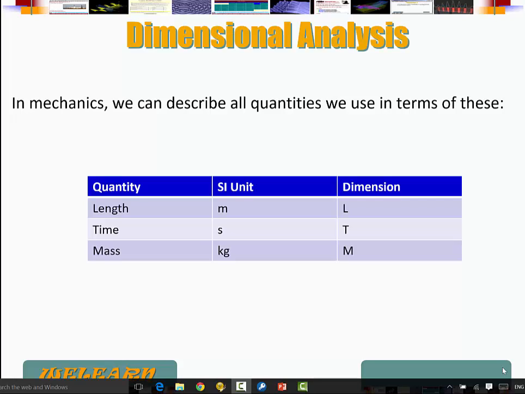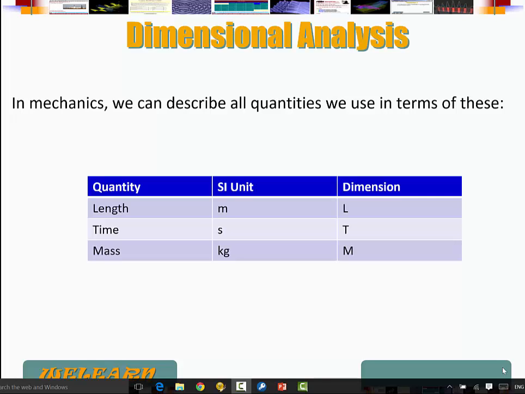One useful tool in science is what we call dimensional analysis. Dimensional analysis allows one to check their calculations, verify the equations used, etc. In mechanics, dimensional analysis is going to be based mainly on three quantities: length, time, and mass.